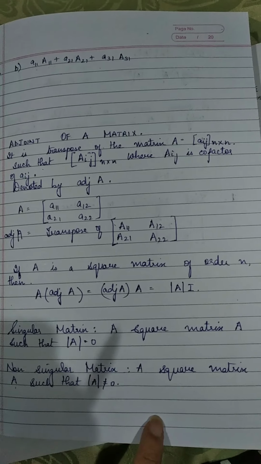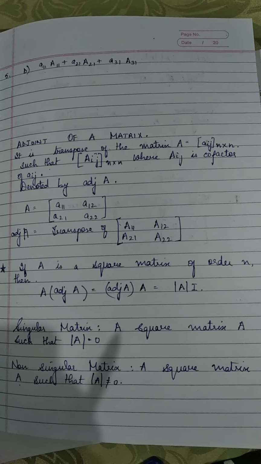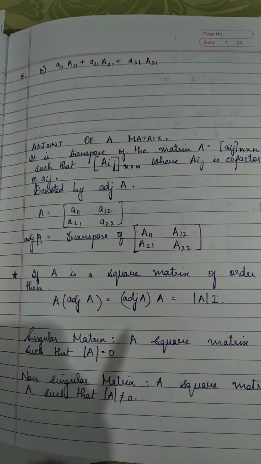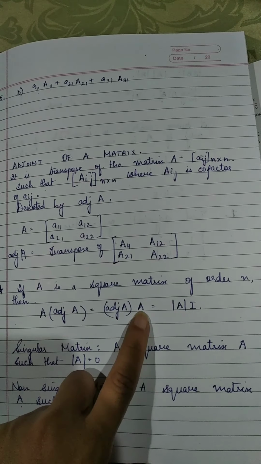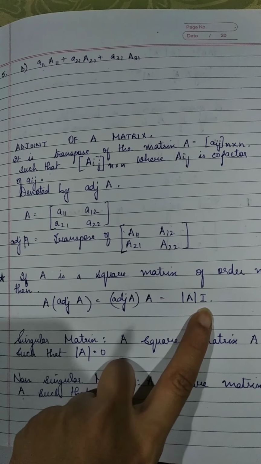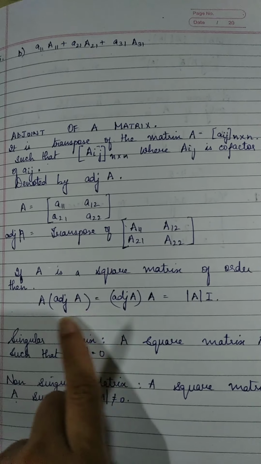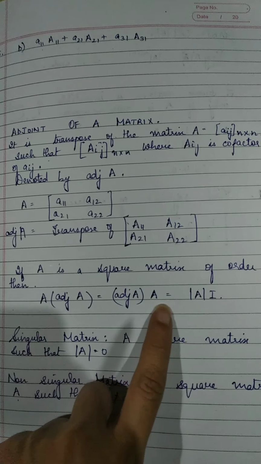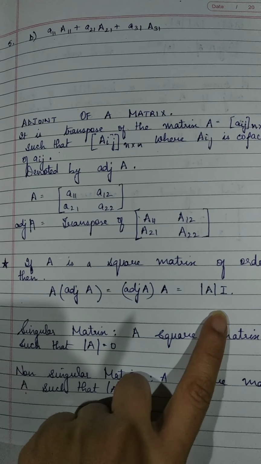Okay. Now, if we are talking about a square matrix, because usually cofactors and minors we find out in case of a square matrix. So, for a square matrix, always remember A into adjoint of A is equal to adjoint of A into A is equal to determinant of A into identity matrix. So, this is a very important relation which needs to be remembered. That is, a matrix A into its adjoint is equal to its adjoint into matrix A is equal to determinant of A into its identity matrix.